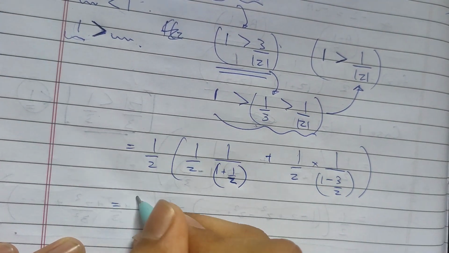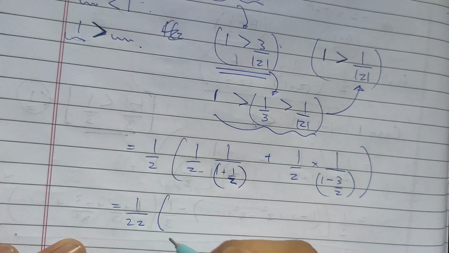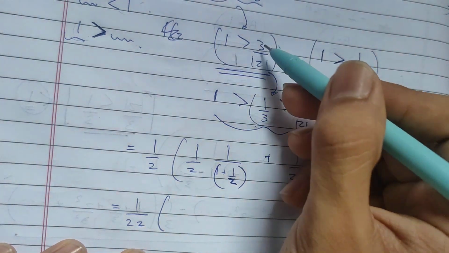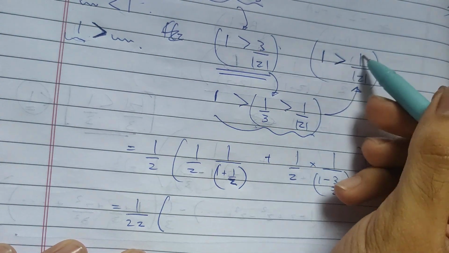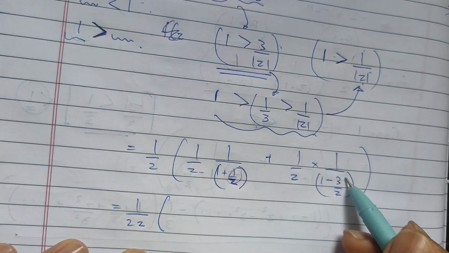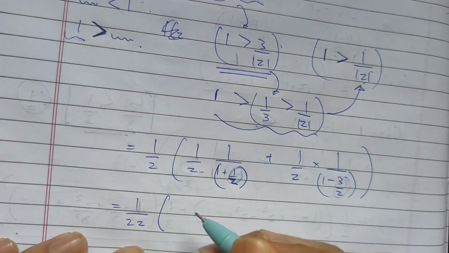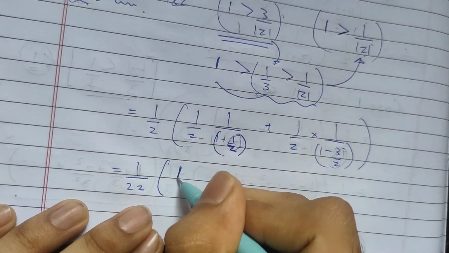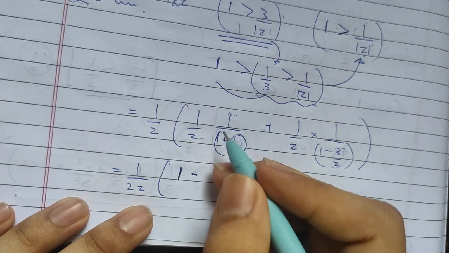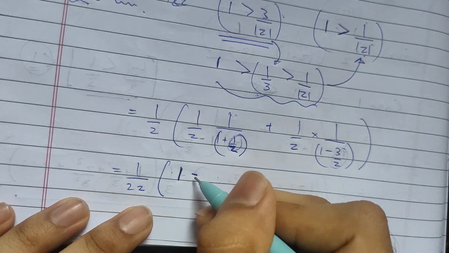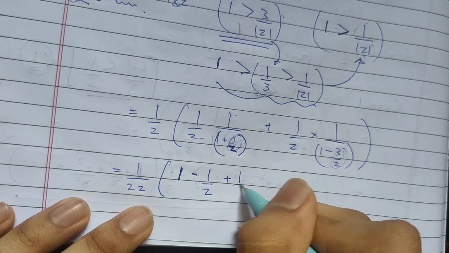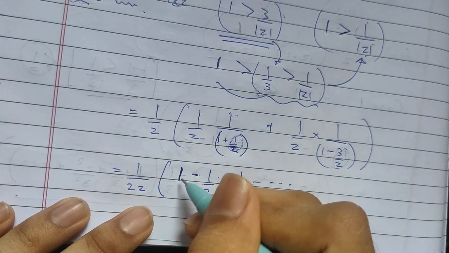We can take the 1 by z also common out, so we get 1 by 2z. Since we know that 3 by mod of z is less than 1 and 1 by mod of z is less than 1, both parts should be less than 1, only then we could use our standard expansion. So now we can just expand it. This is the form 1 upon 1 plus x, so alternating plus sign, minus sign, with increasing powers: 1 minus 1 by z plus 1 by z square minus dot dot dot.